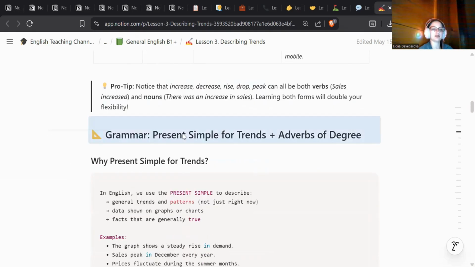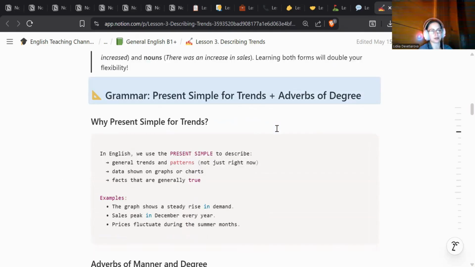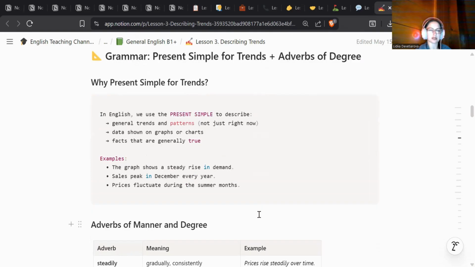And let's go. As for grammar, present simple for trends plus adverbs of degree. Why exactly present simple for trends? Why not other tense? Because we use present simple to describe general trends and patterns, not just right now, but kind of always. Data shown on graphs or charts, and facts that are generally true. For example, the graph shows a steady rise in demand. Sales peak in December every year. Prices fluctuate during the summer months.